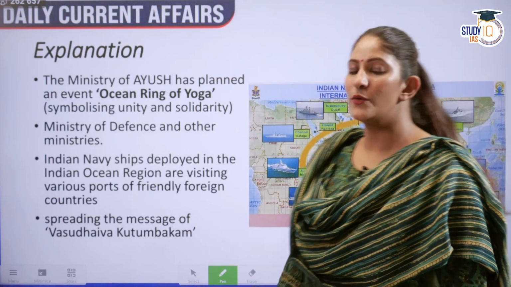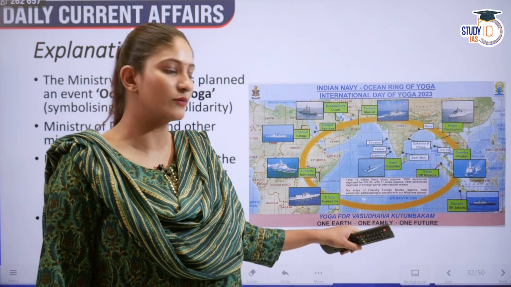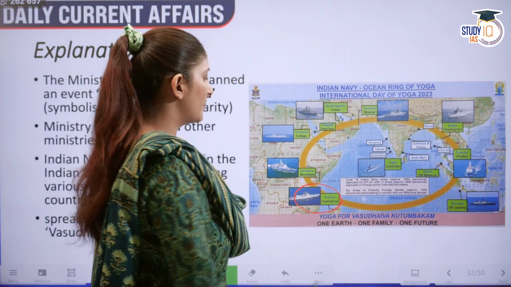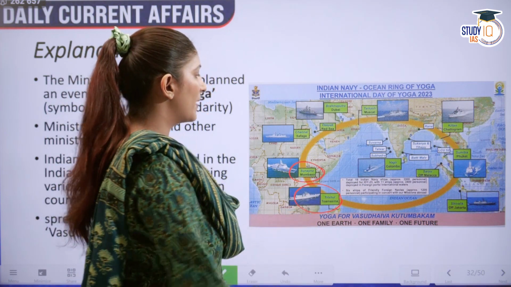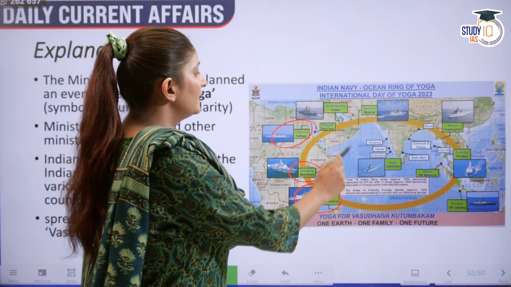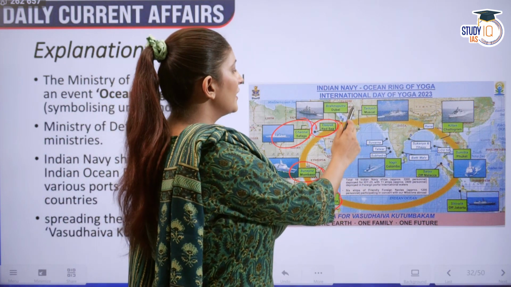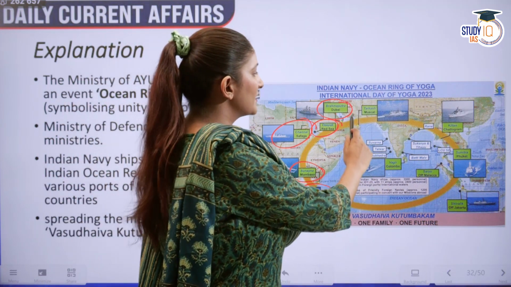This is the Ocean Ring of Yoga that many important INS ships are going to visit. Here you can see INS Trishul will visit Toamasina. INS Sunayna will go to Mombasa in Kenya. Then INS Chennai will go to Safaga. INS Deepak will go to the Red Sea. Then INS Brahmaputra will go to Dubai. INS Tarkash will go to Muscat.